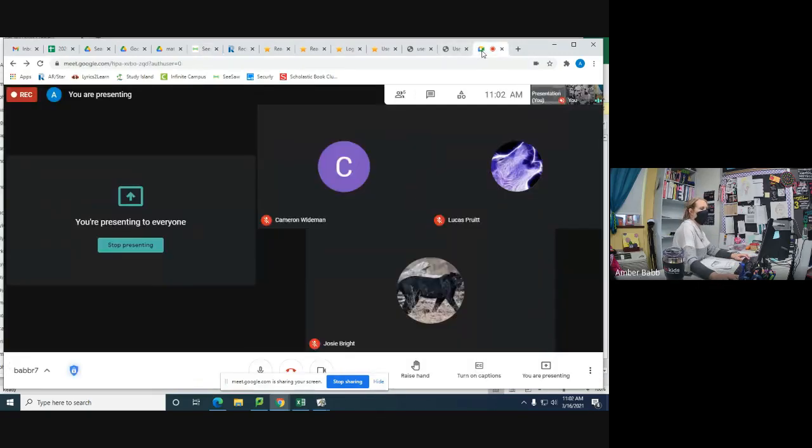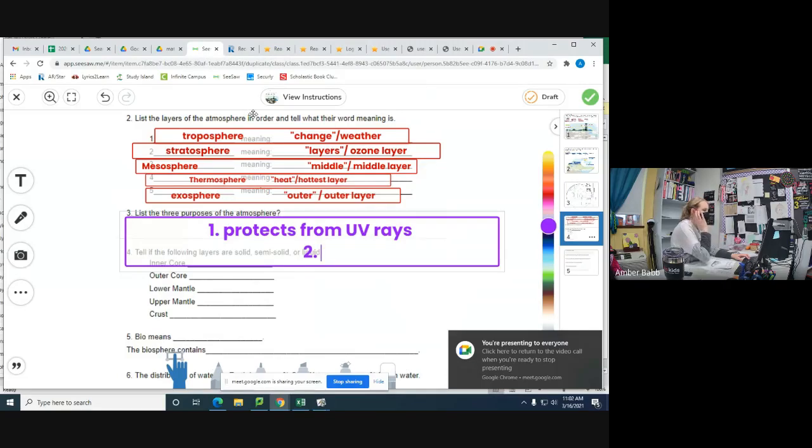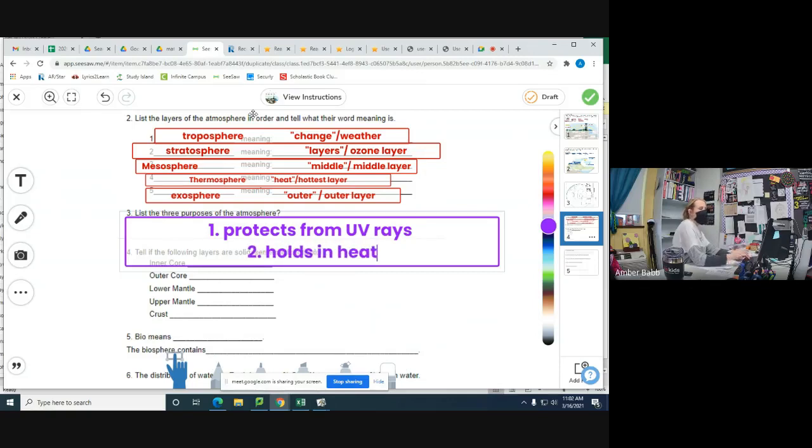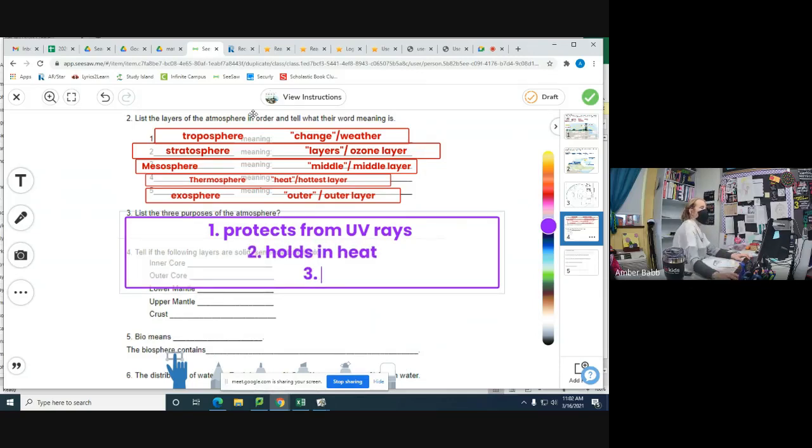Hang on, who was virtual? Raise your hand. Anybody remember any of the other things it does? Zeke. It holds in heat. Holds in heat to keep us warm. Well, do we have to list all of these? No, you need to know all 3 tomorrow. Okay. Parker, what's the last one? Keeps the air inside and the carbon dioxide. The air we breathe. Provides air we breathe.